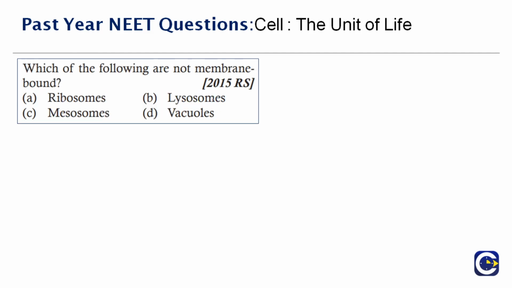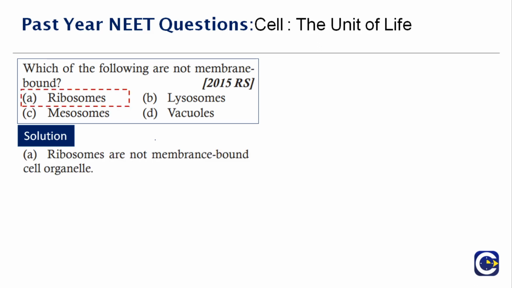Okay, next question. Now this question is again from 2015. Which one of the following is not membrane bound? This is a very easy question. I think by now you have guessed what the answer is. Yes, the correct answer is ribosomes. The rest, lysosomes, vacuoles and mesosomes, are all membrane bound. Ribosomes are not membrane bound, and one thing unique about them is that they are minute particles which consist of RNA and associated proteins, and they are present in the cytoplasm of living cells. Not every system will have that. Therefore ribosomes are not membrane bound.